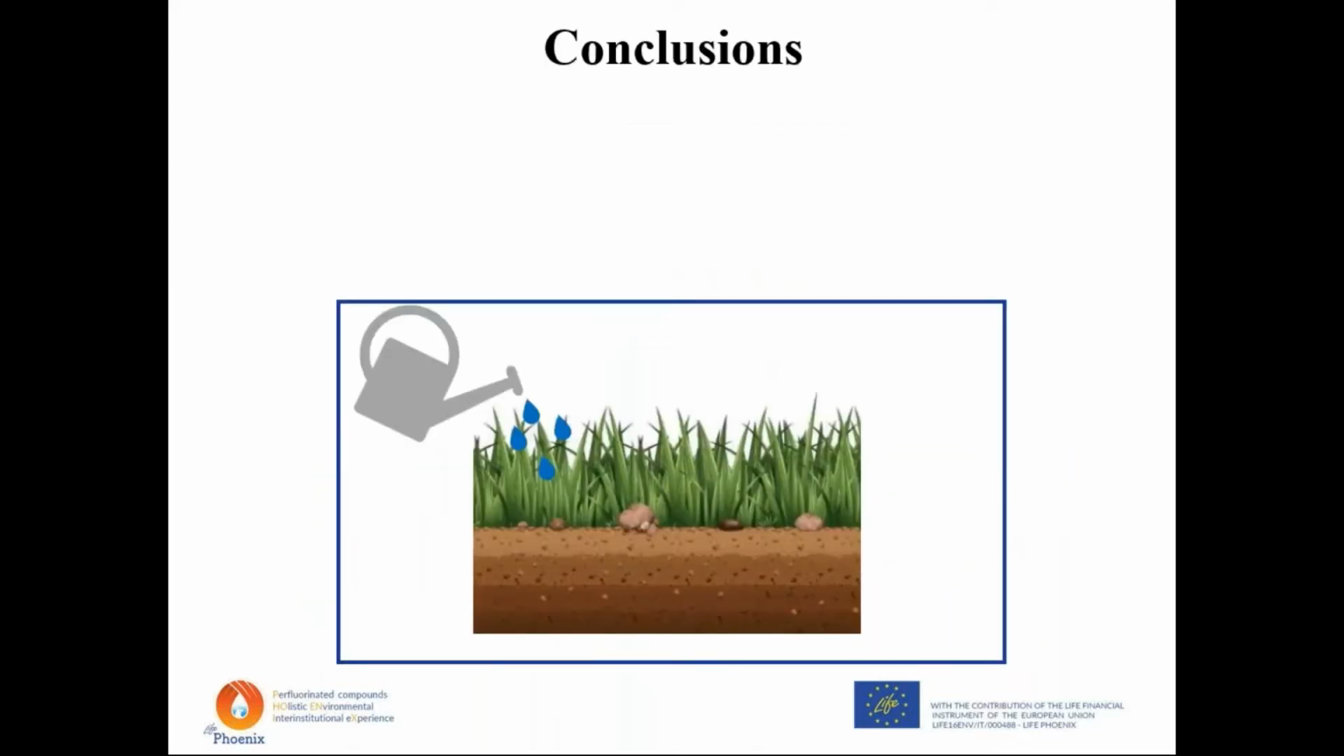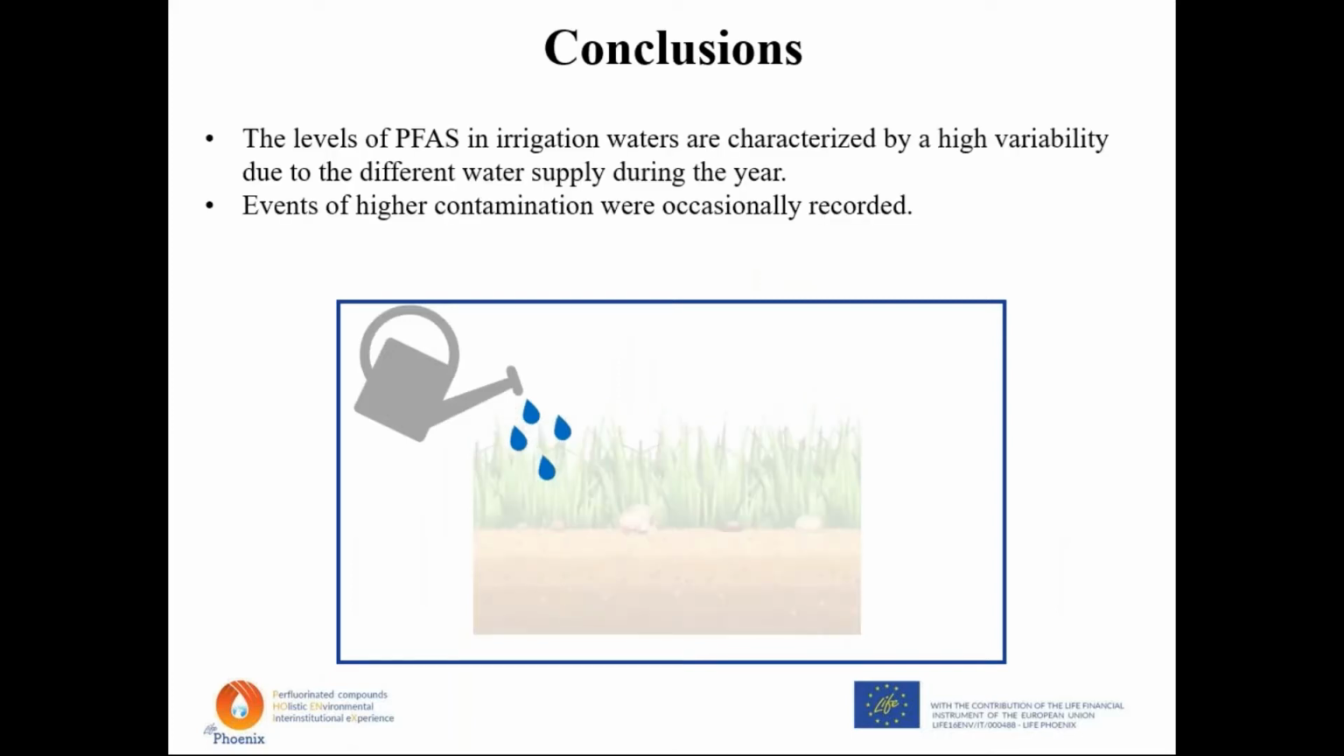Okay, now I'm going to conclude and I'm going to summarize the most important results that we have found. We have found that in irrigation water, PFAS concentrations are characterized by a very high variability. In addition, events of higher contamination were occasionally recorded.